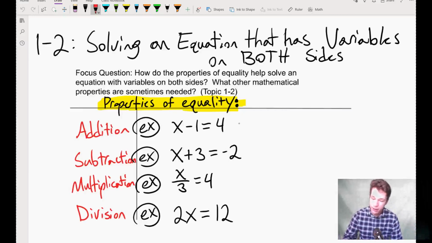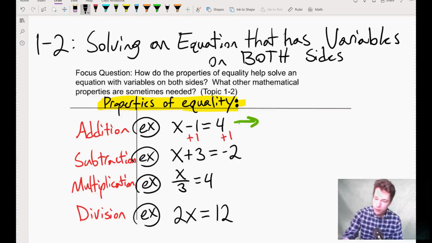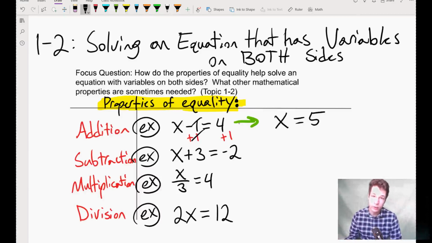It says that if I have an equation like in this first example here, I can add 1 to both sides, and what that will do is eliminate this -1 on the left side, so we're only left with x. And then on the right side, 4 plus 1 is 5. So here I solve the equation with only that property. And you'll see that goes for every example down this list, at least for the different properties.